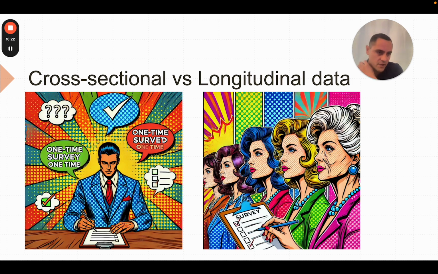Longitudinal is very common in educational settings, right? You might track a student and their progress over time, maybe as a result of some intervention or some educational program, and see the effectiveness of that. So those are the two types that we can further define or understand in terms of whether or not we have cross-sectional or longitudinal data.